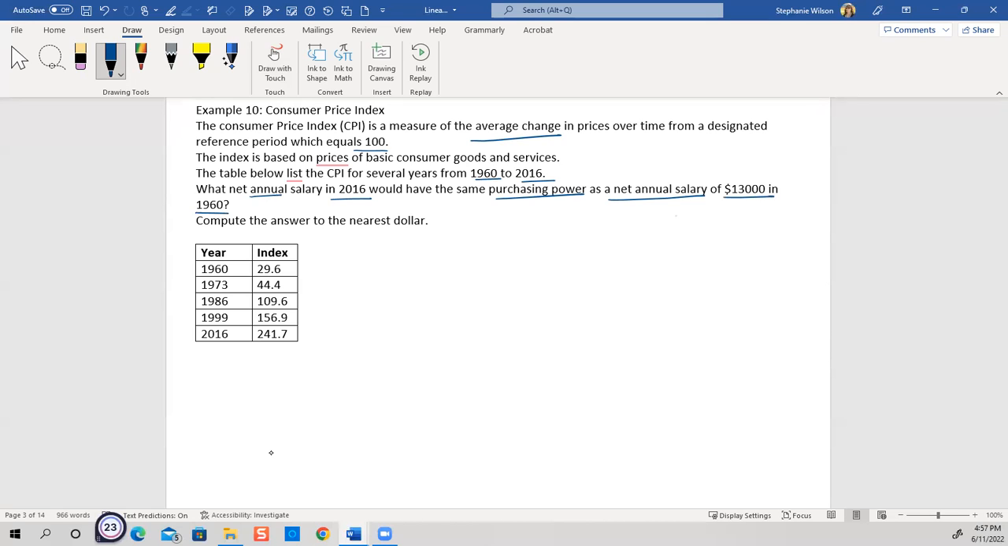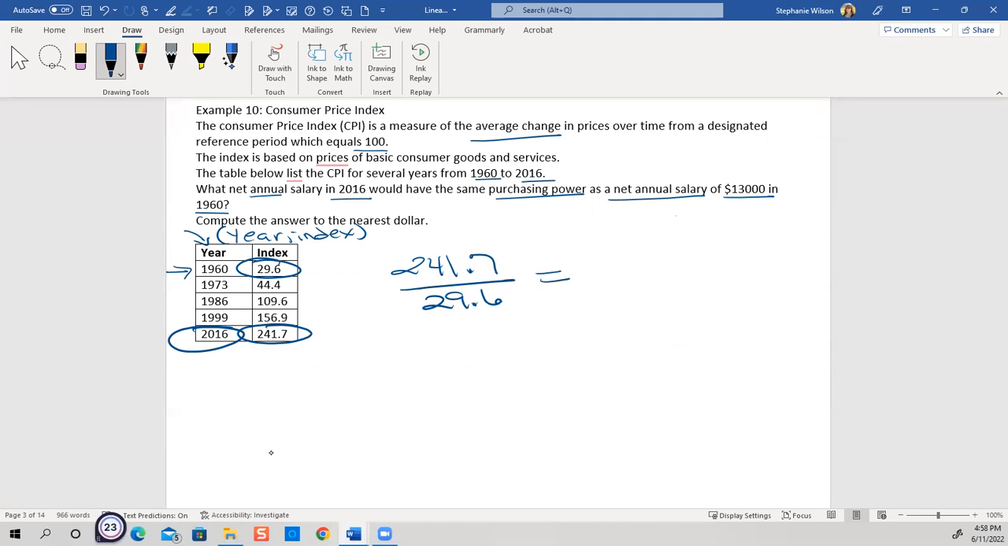The ratio is between 2016 year and 1960 year. We got this little table here given to us. Got an ordered pair of year versus index, right? So the year of 1960, we get an index of 29.6, and the year of 2016, we get an index of 241.7. So let's set up our ratio. Well, again, our ratio is 2016 to 1960. So when I set this up, I'm going to have 241.7 divided by 29.6. And I'm going to set it up equal to.